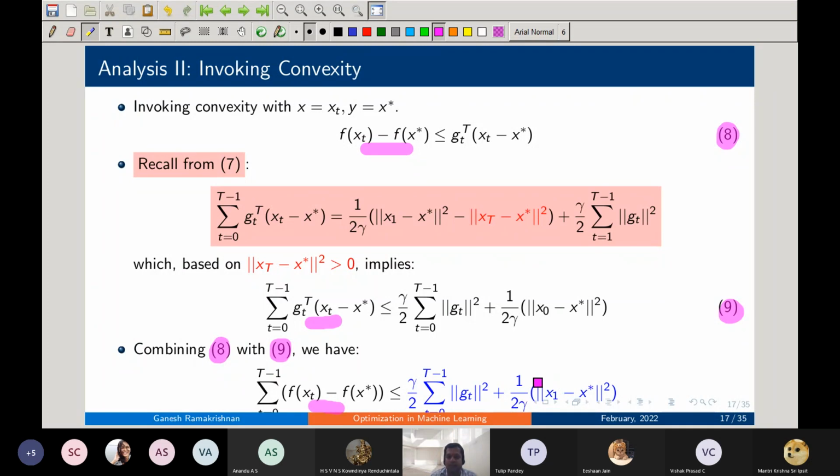Okay, and you'll see why. So this expression should be all fine so far. Any questions? So now how would you use this? If you are fine with this expression, how would you use this in conjunction with Lipschitz smoothness?